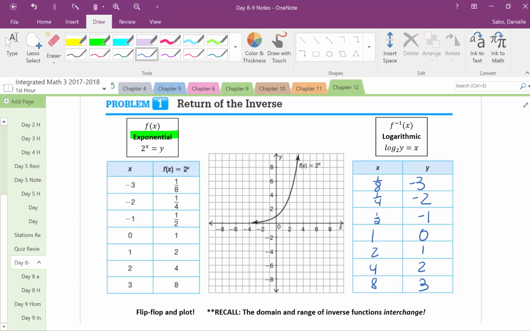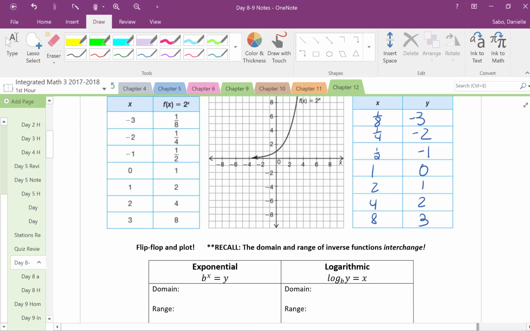The way you would say this is log base 2 of x, in this situation y equals log base 2 of x. So go ahead and plot those the best that you can.